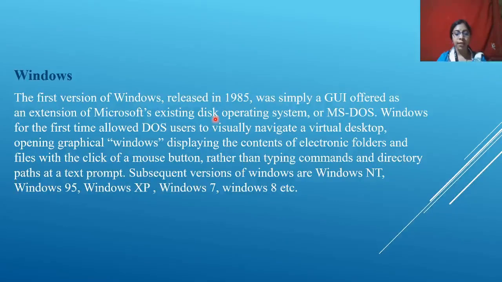Windows is a fully graphical user interface, that is GUI based, operating system. Because of this graphical user interface, we can see the files, create the files, open the files, copy the files, and delete the files with the help of a mouse or touch screen. There are various versions of Windows like Windows NT, Windows 95, Windows XP, Windows 7, Windows 10, etc.